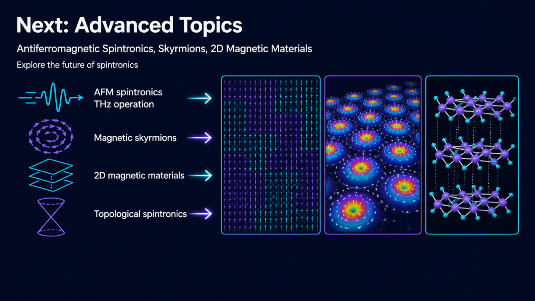In the final chapter, we'll explore cutting-edge topics in spintronics research. We'll learn about antiferromagnetic spintronics enabling terahertz operation, topologically protected magnetic skyrmions, two-dimensional magnetic materials, and topological spintronics exploiting exotic quantum effects. These represent the future directions of the field. Let's continue to Chapter 4.